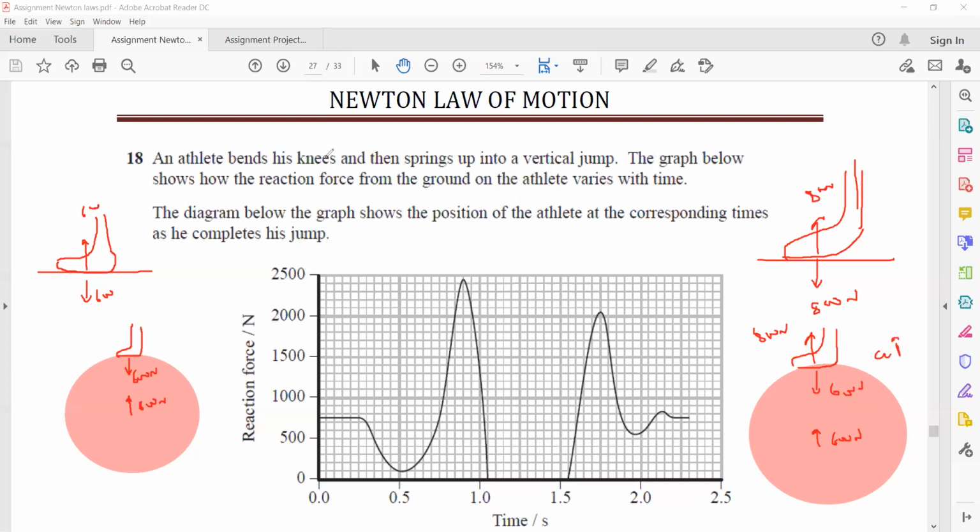So an athlete bends his knees, then springs up into a vertical jump. The graph below shows how the reaction force of the ground on the athlete varies. Basically, first it decreases, as we bend our knees to push the ground, the position of the center of mass changes. That is why the downward force which we apply, or the contact force, decreases. But when we push, that's the maximum force which we apply on the ground.